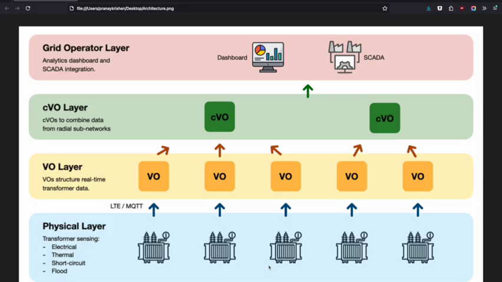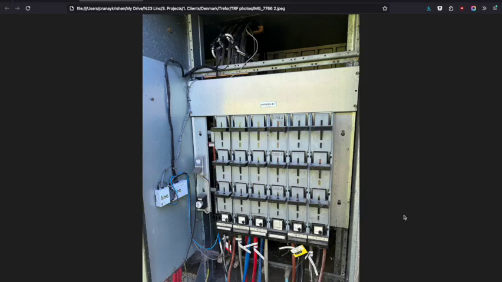We have developed IoT devices that are installed in this physical layer in these transformers, which deliver data via LTE over MQTT to our VO stack, and eventually the outputs of that are delivered to a dashboard and to a SCADA system. To give you a quick sense of what the physical installation looks like, we have here the IoT devices installed with sensors in place for current sensing, temperature sensing, voltage sensing, and other parameters inside of the medium to low voltage transformer substation.